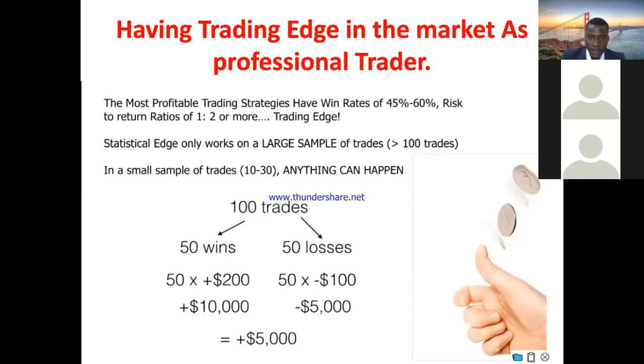For a professional trader, there's a statistic in the market, from the data we've gotten so far, that most strategies have a 45 to 60% winning rate. With that, if you have a risk to reward of 1 to 2 or more, you can have what we call a trading edge over the market.